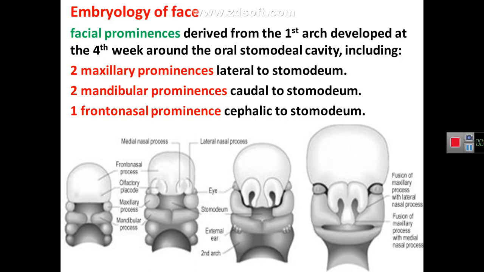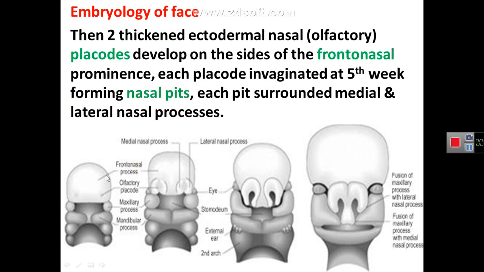Now, also in relation to the pharyngeal arches, we will talk about the development of the face. Actually, the center of the face is formed by the oral stomatal cavity, and there will be 5 swellings of the face formed around the oral cavity. All these 5 swellings are derived from the first pharyngeal arch. The 5 swellings are the following.